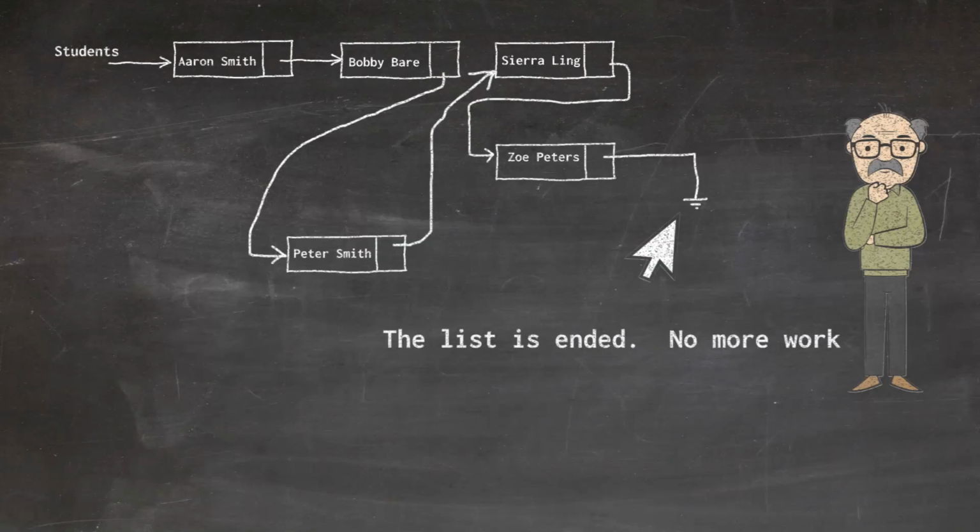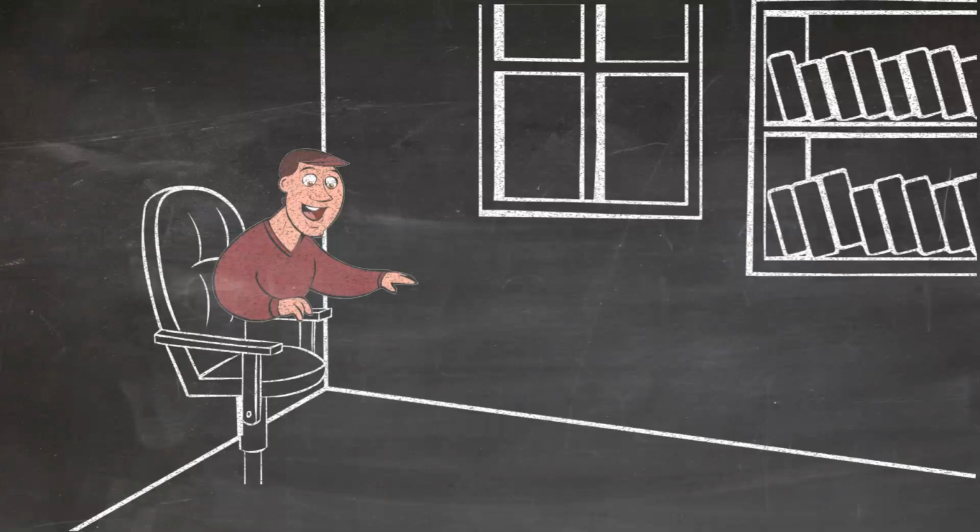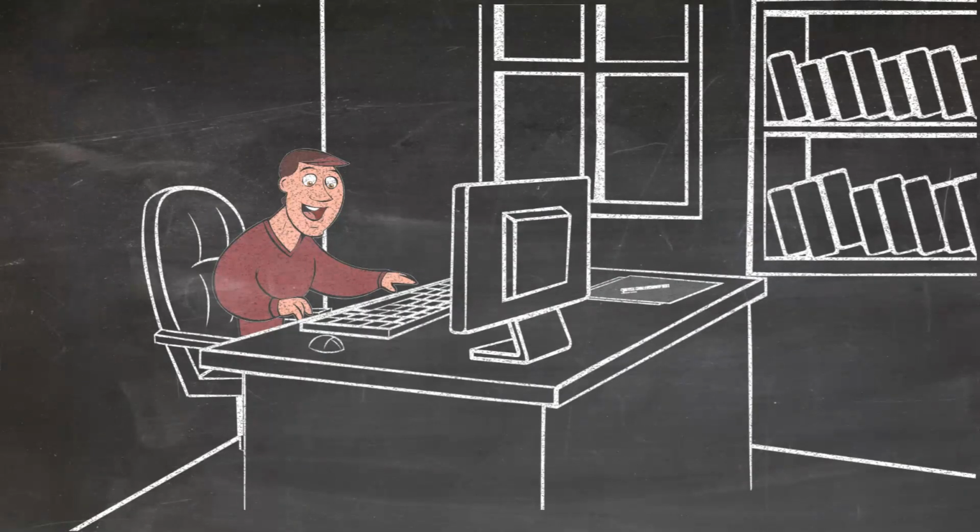When we get to Zoe Peters, we notice that the next pointer for Zoe Peters is null, and therefore we are done. So we can build the linked list.